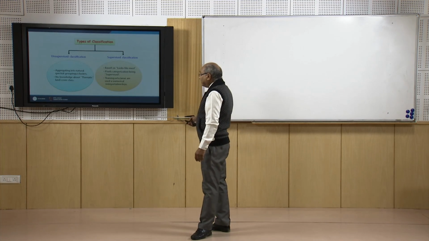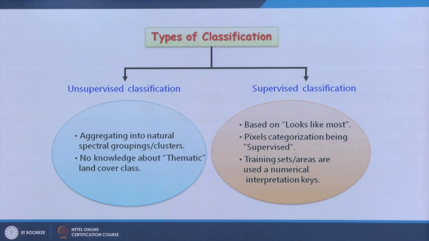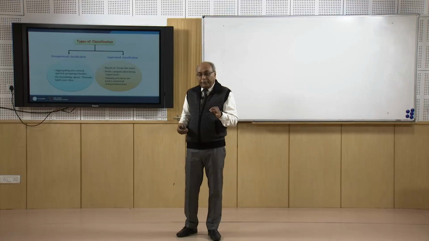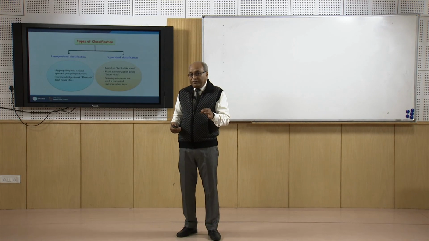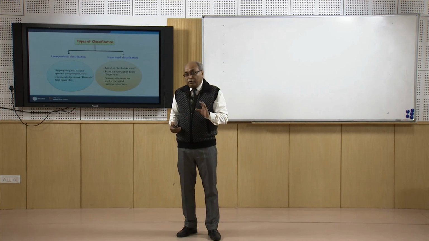But in supervised classification, we identify certain areas: as per my interpretation skill, this is the forest area. So consider the spectral characteristics of this area and implement this throughout the image. Wherever similar spectral characteristics exist, consider it as forest cover.